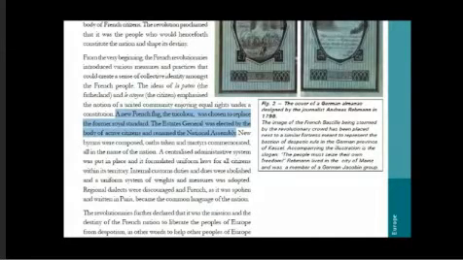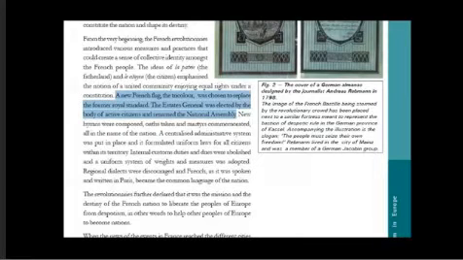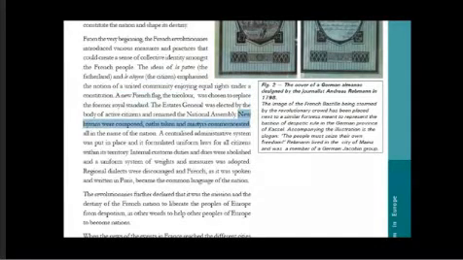Come to the next paragraph. The revolutionaries further declared that it was the mission and destiny of the French nation to liberate the people of Europe from despotism, in other words, to help other people in Europe to become nations.